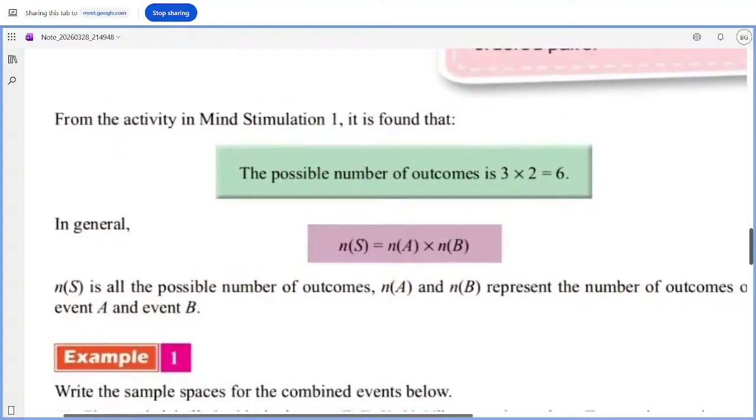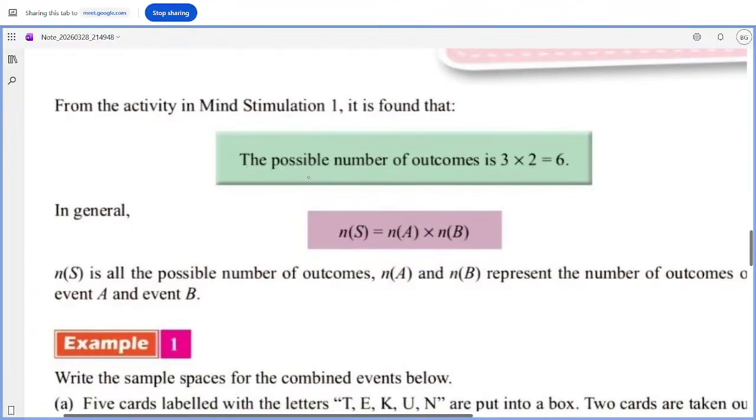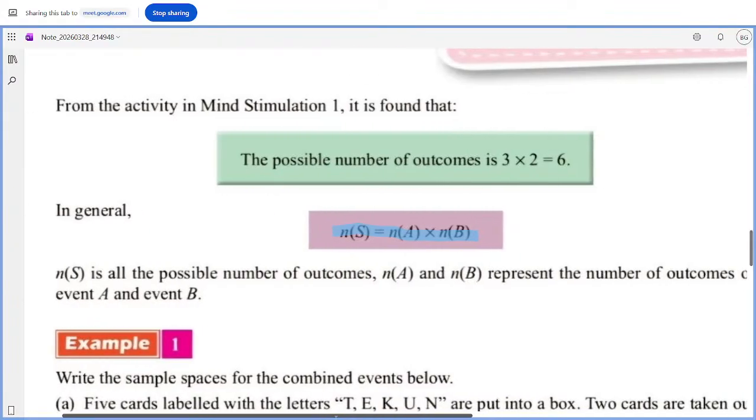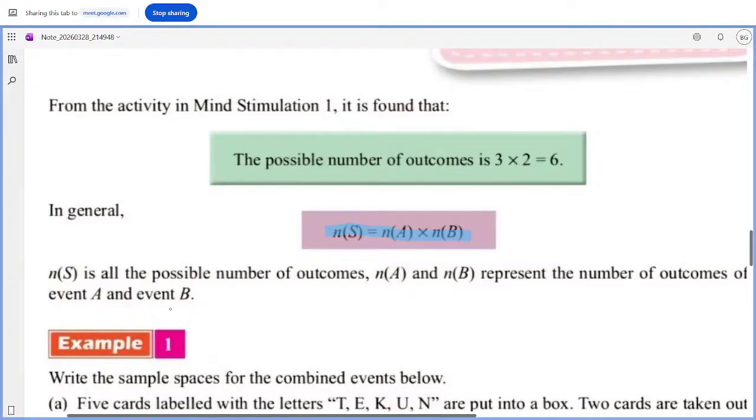Alright, so now guys, how do we know the number of possible outcomes for an event? Basically we are using this rule: n(S) is equal to n(A) times n(B). This is called the multiplication rule. Basically you multiply the number of outcomes of both events separately. That is how you get the total number of outcomes. n(A) is the number of outcomes for event A, and n(B) is the number of outcomes for event B.